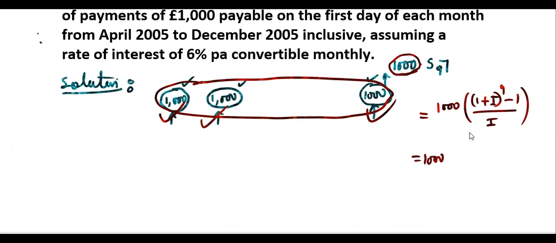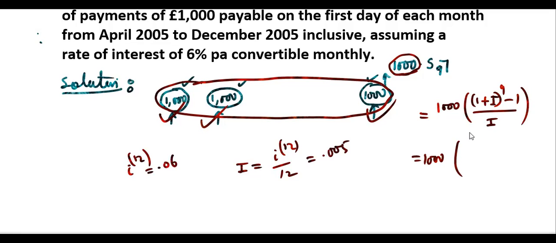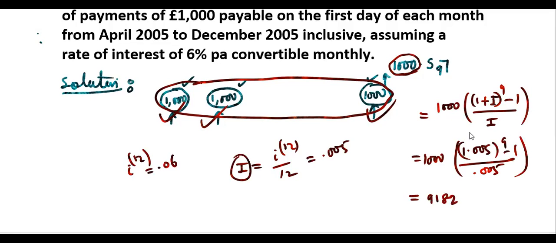Again 1000. I is I12 by 12. Given I12 is 6%, so this will be half percent, 0.005. You know, I put it here. And then check the answer. If you get this, it's fine. Otherwise, you can always comment below. We'll change it. This much for the class today.